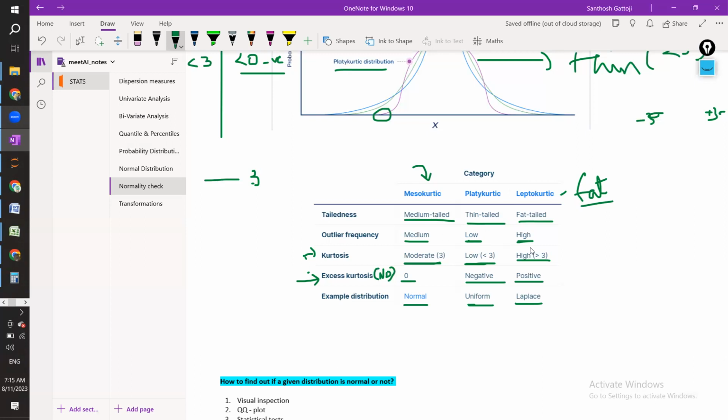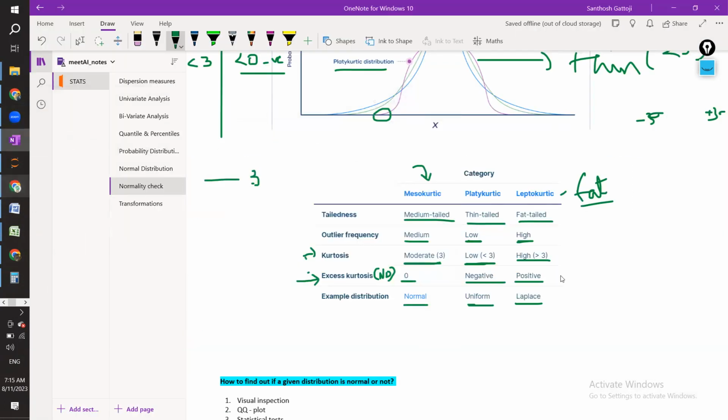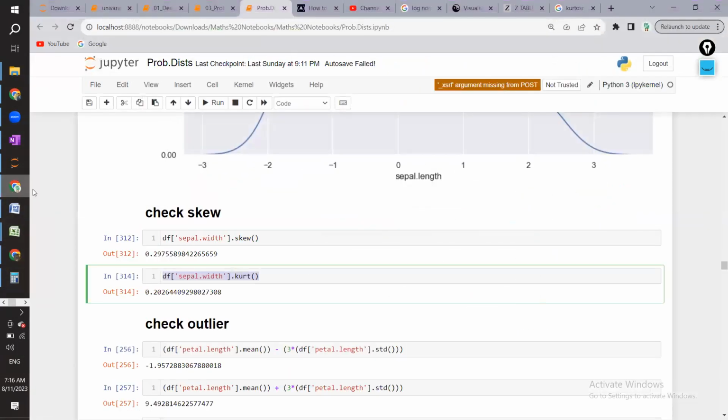Okay, so now if you see here, the Kurtosis is like 0.2. Fine, so that means it is giving you a positive value. That means it is a bit fatter than the normal distribution.